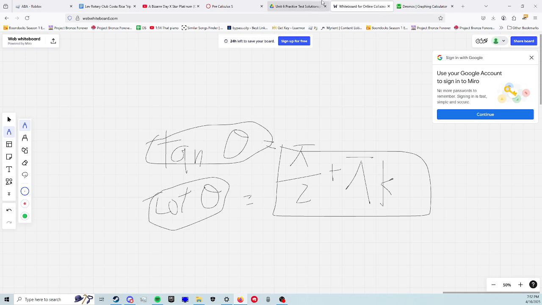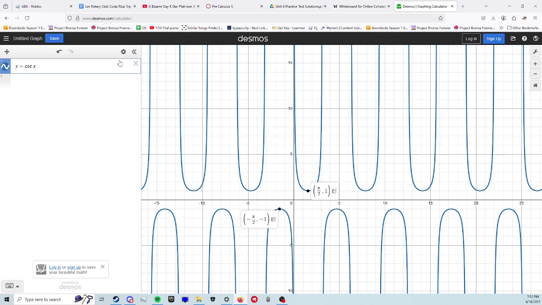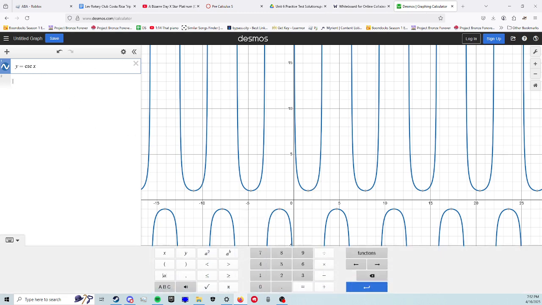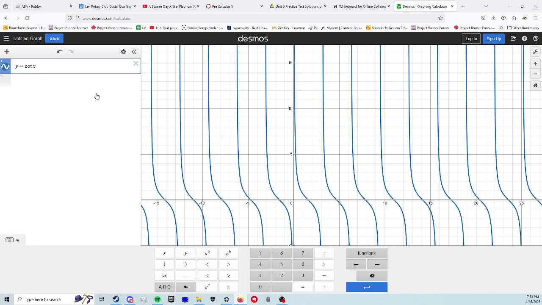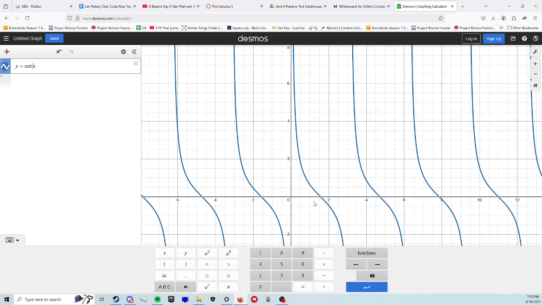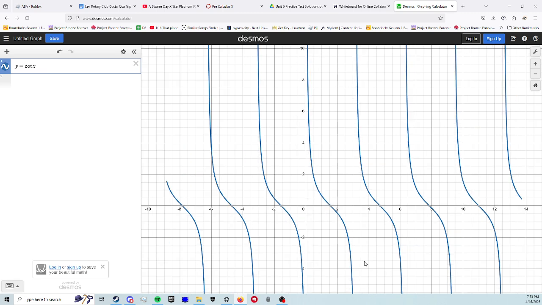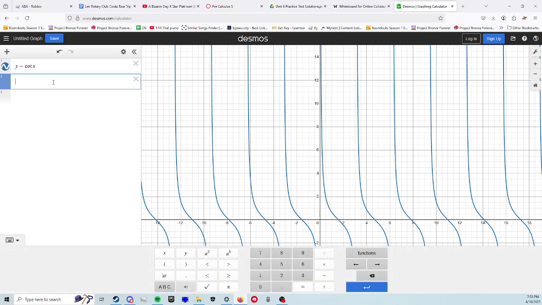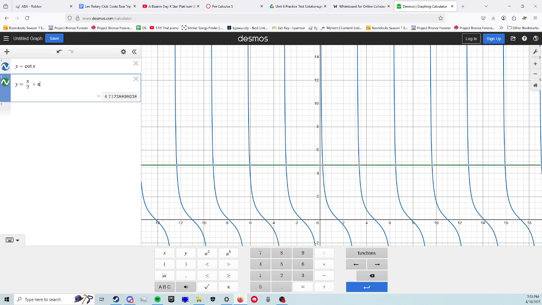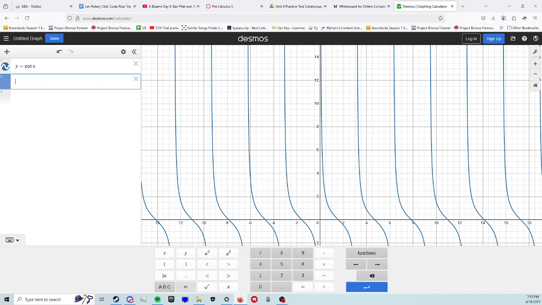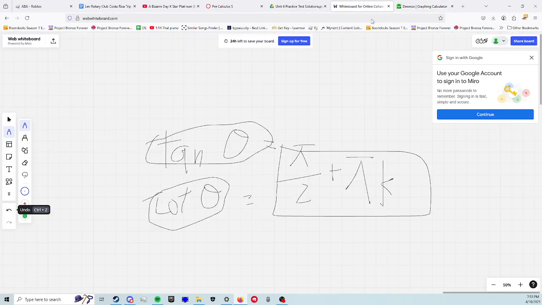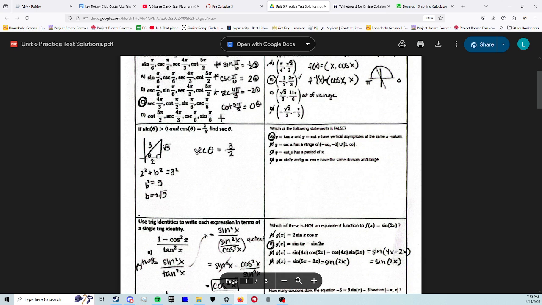We'll graph a cotangent graph right now. Pi over 2 plus pi k. The k just means it repeats infinitely. So we know that it can't be C.